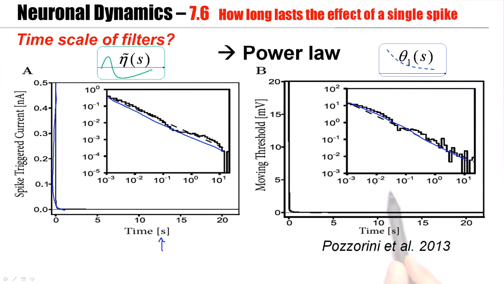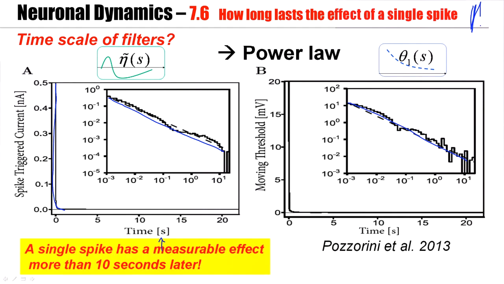Now, these are again units of seconds. 10 to the 0 means 1 second. 10 to the 1 means 10 seconds. And you see that the power law extends to at least 10 seconds. Therefore, if you answer the question, how long lasts the effect of a single spike, the spike after effect, the spike duration itself is just 1 millisecond or 2 or 3. But a single spike has an effect still 10 seconds later.